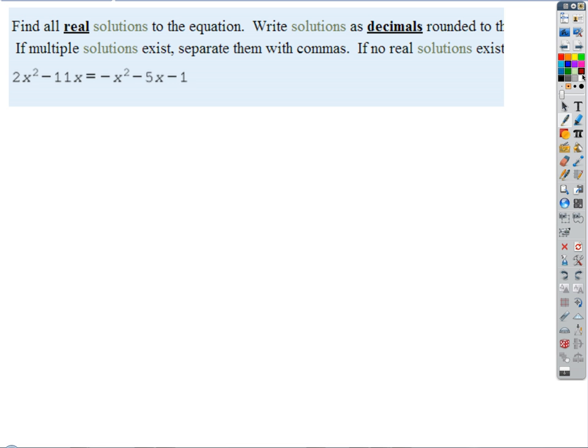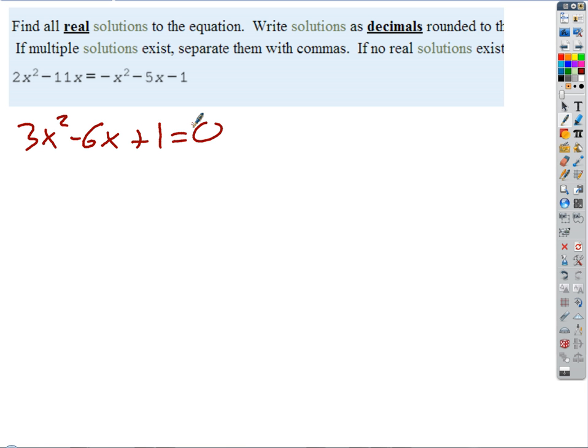So all I have to do on this one, this is really simple. I just have to put it into standard form. So push everything to the left. So a is 3, b is negative 6, c is 1. Plug them into the quadratic formula. On your calculator, it equals, get an answer.